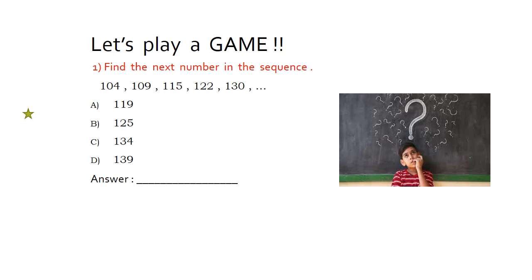Now, let us play a game. Find the next number in the sequence. This is a question for you. Just think what the next number is. So, here the given sequence: 104, 109, 115, 122, 130. Now, here the question is, what is the next number? So, here we have 4 options. Option A 119, option B 125, option C 134, option D 139. Now, what is the answer? Think it.